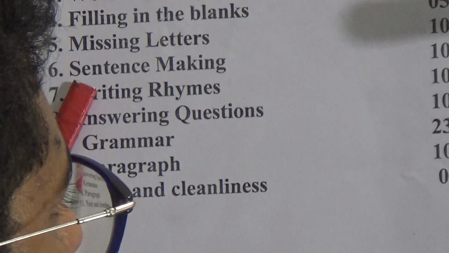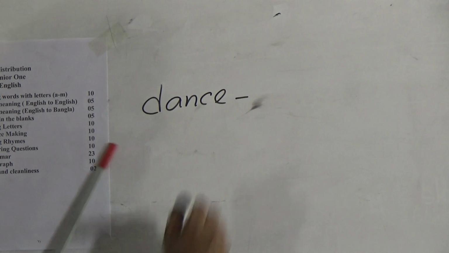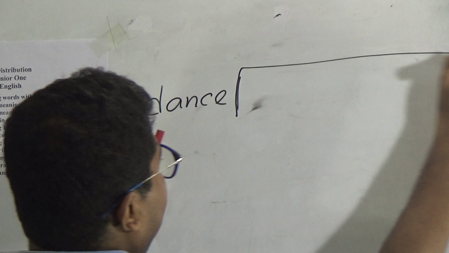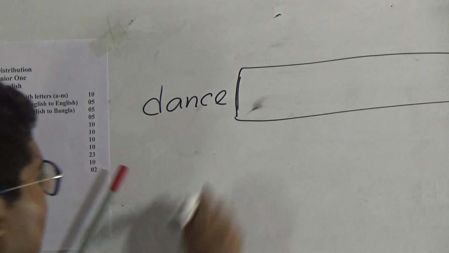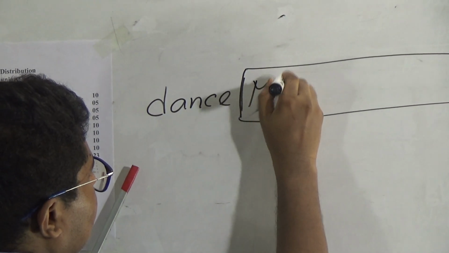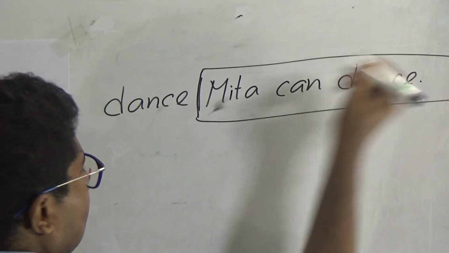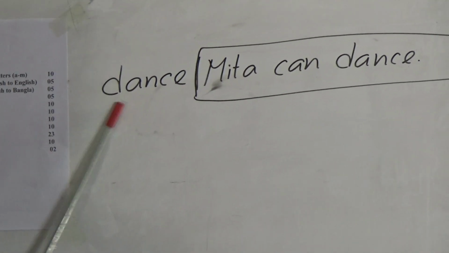Sentence making. How do you write the sentence making? Dance. Suppose this word will be given, and there will be a big box so that you can write the answer. So, I can dance, you will write in the box, Mita can dance. Okay, you will write the sentence making like this one. Rhyme.